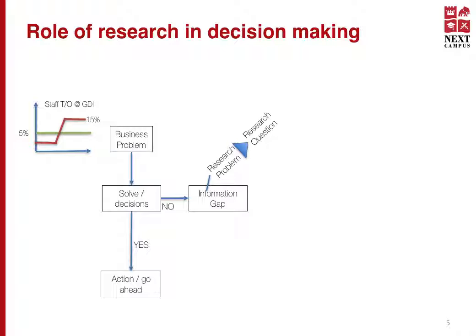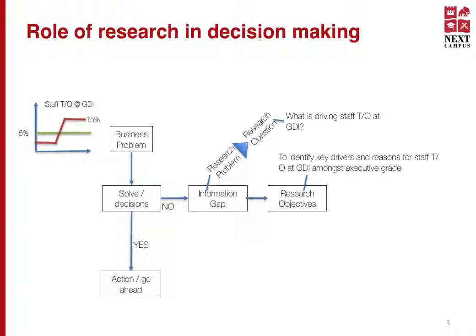Then this leads to the most important area, that is, the research problem is converted to a research question. Look at this. What is driving staff turnover at GDI company? Now we have a research question. We have a real problem to investigate. Now, since we have a research problem and we are clear about this research problem, we move to the next stage. That is setting research objectives. With a clear research question, we are able to set research objectives.